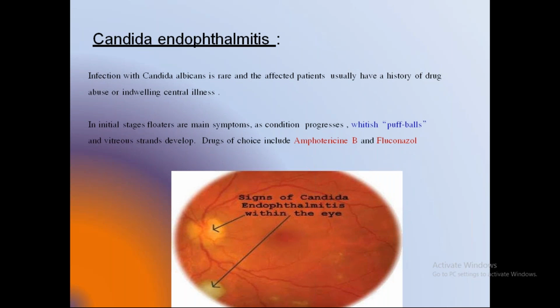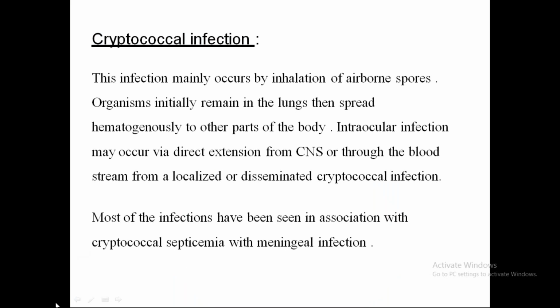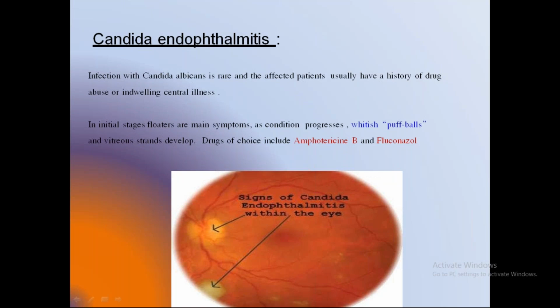Next one is Candida endophthalmitis by Candida albicans, which is very rare, with a history of drug abuse or indwelling central lines. The patients will be more prone to Candida. In initial stages, floaters are the main symptoms, and it progresses. There will be whitish fluff balls and vitreous strands that develop. You can see here, this is a ball, right? You can see these are the whitish fluff balls which are typical of Candida endophthalmitis. The drugs of treatment are amphotericin B and fluconazole.